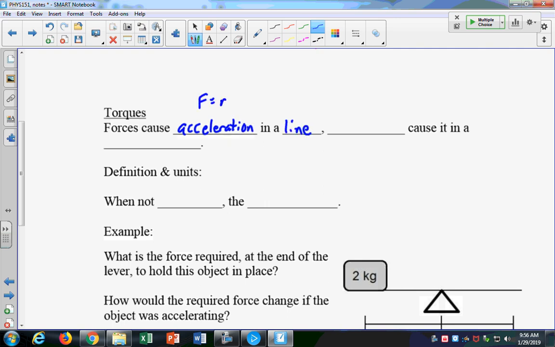Remember that's F equals ma. Torques cause it in a circle. And when I say it, I mean acceleration. If I apply a force, it causes something to move in a straight line. If I apply a torque to something, it will cause it to move in a circle. So for example, I can apply a torque like this, and cause this thing to move in a circular path. I'll define what that torque is.